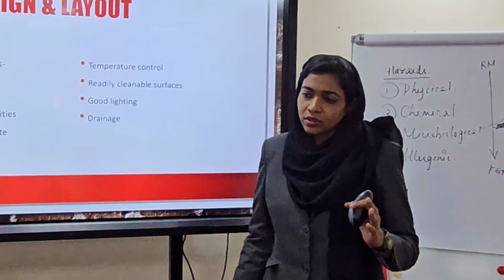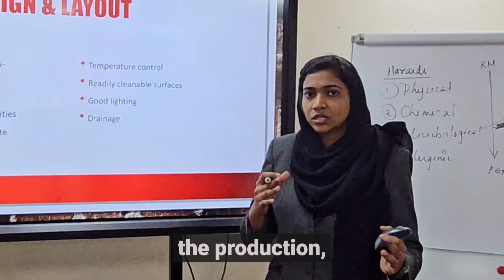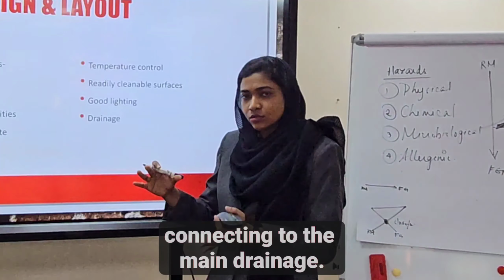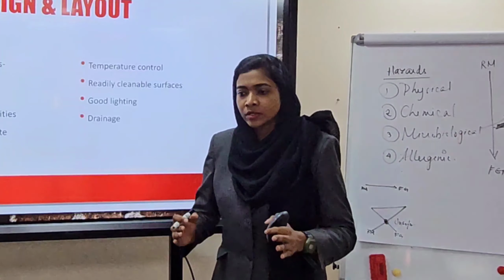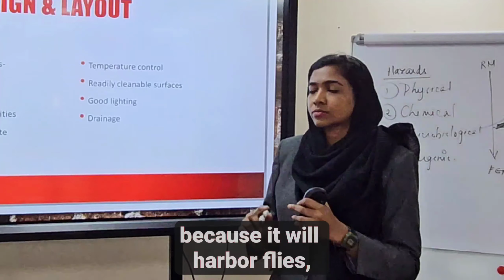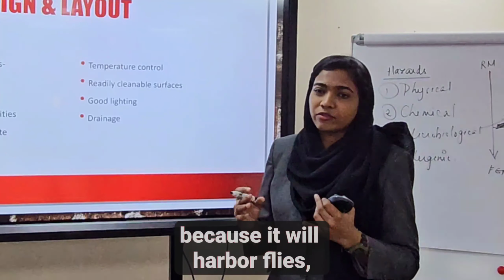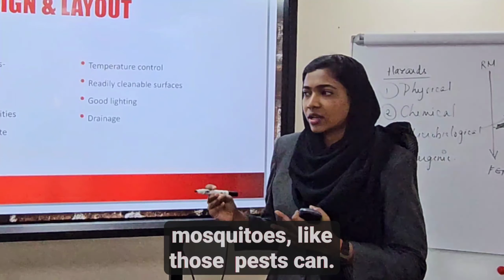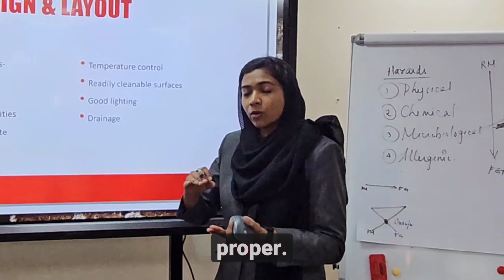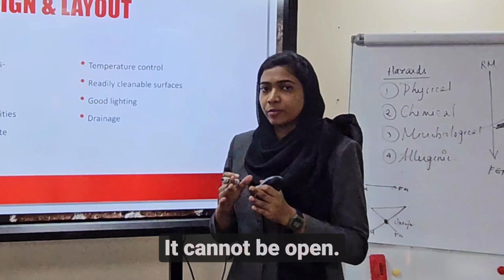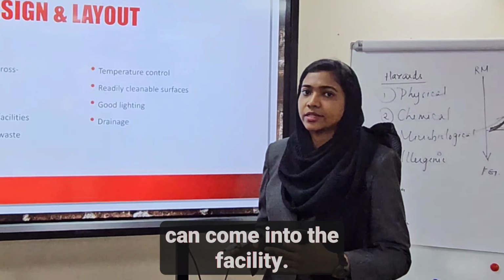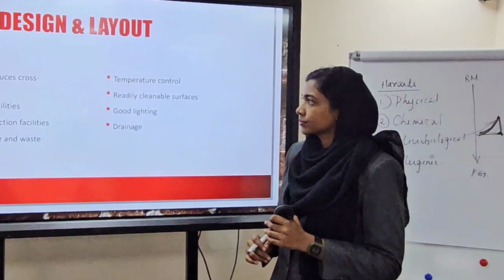Proper drainage system. The water that you are using for the production, whatever water it may be, has to have proper drain lines connecting to the main drainage. It has to drain properly. It cannot have water all over. Water lodgings are not recommended because they will harbor flies, mosquitoes like those. Pests can be attracted to that. So the drainage system should be proper. Also, it should be proofed. It should be covered. It cannot be open. If it is open, the pests that are inside the drains can come into the facility. So all this should be taken care of.